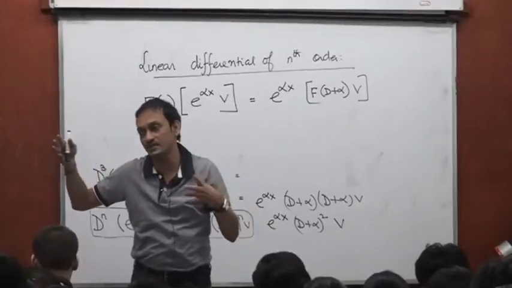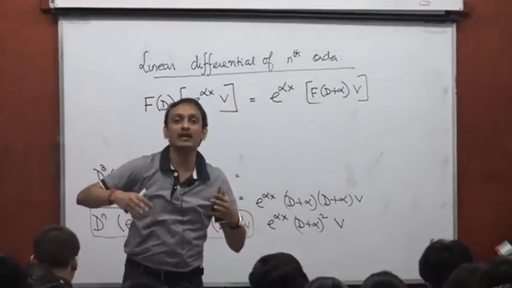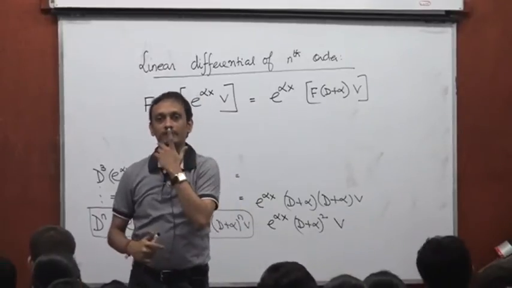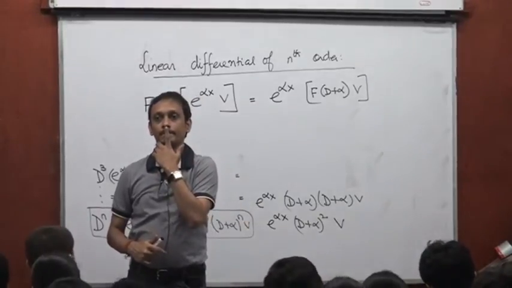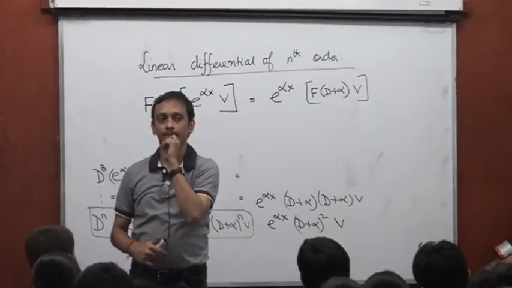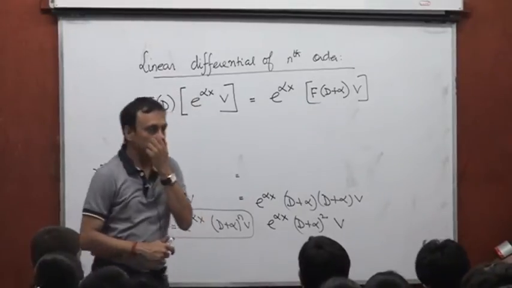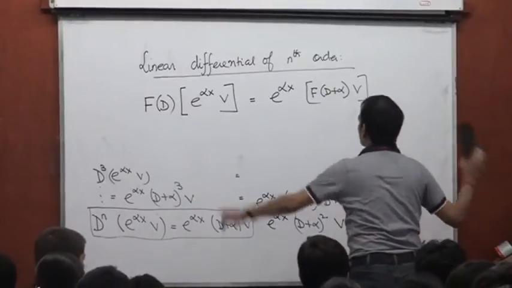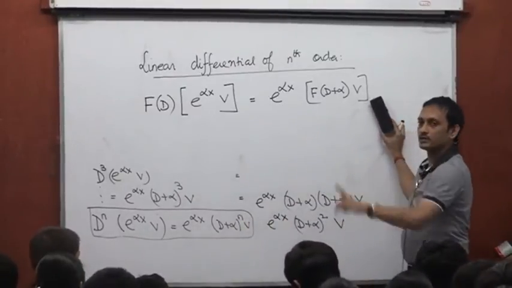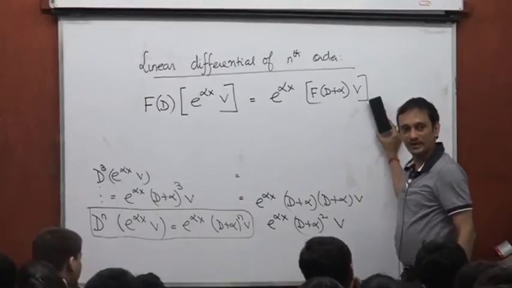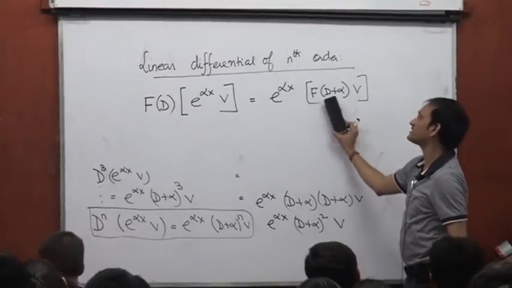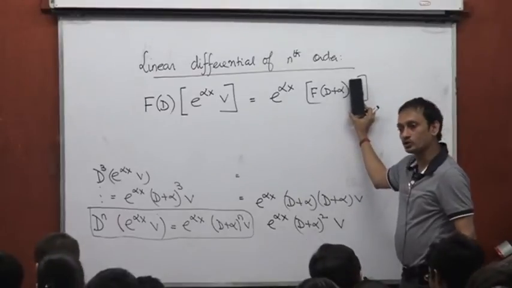a naught d to the power n plus a1 d to the power n minus 1. So f(d plus alpha) is the same thing where you replace d by d plus alpha. Clear? So this is a very important property of the operator function f(d): f(d) acting on e power alpha x is e power alpha x times f(d plus alpha) acting on v.